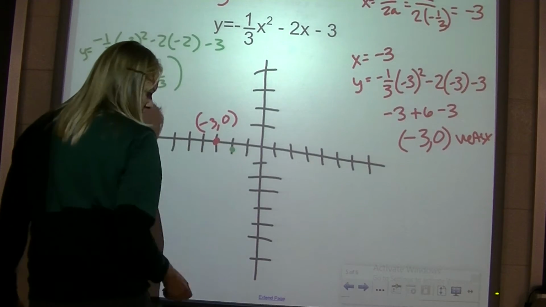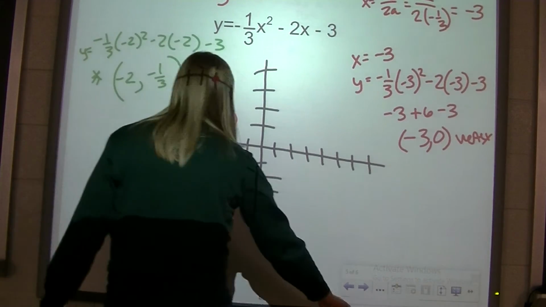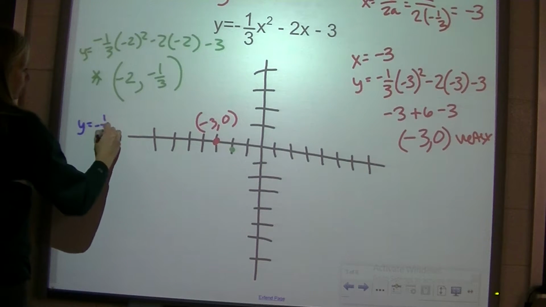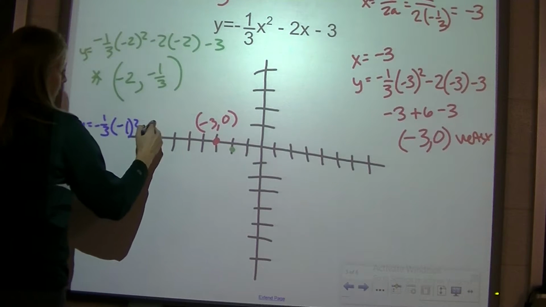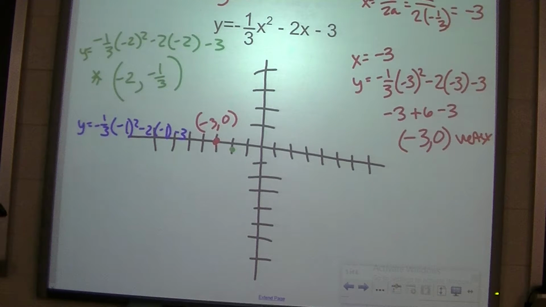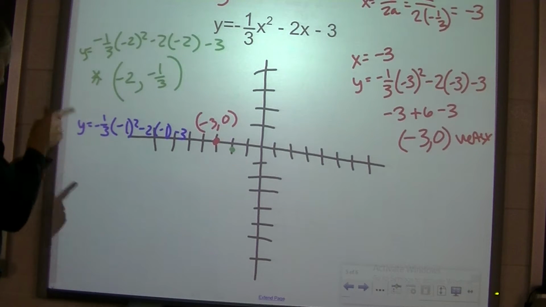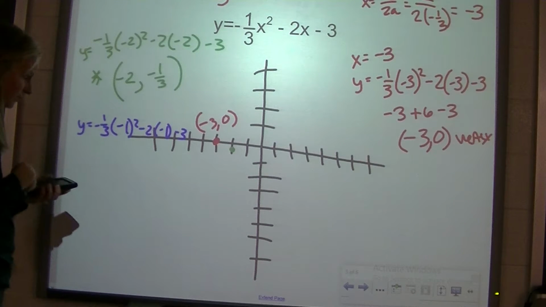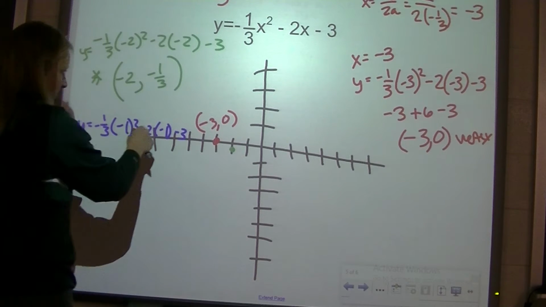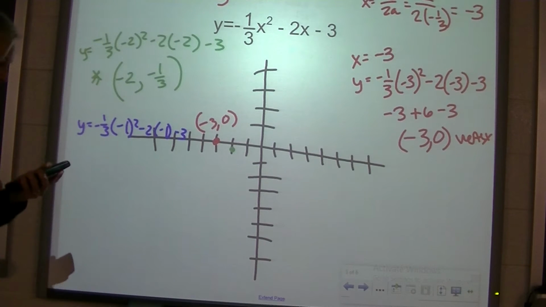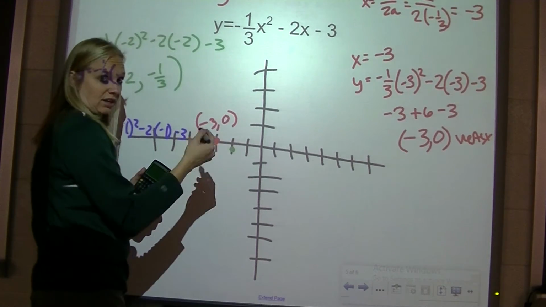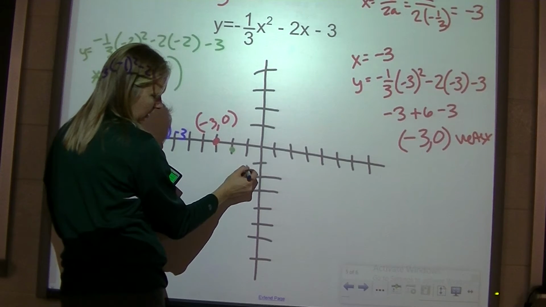And let's look at -1. I think that's the other point I used. So we'll do y equals -1/3 times -1 squared minus 2 times -1 minus 3. Okay, let's plug that in. -1 squared is 1. 1 times -1/3 is -1/3. So we have -1/3 plus 2, because -2 times -1 is +2, minus 3 gives us -4/3. Which is actually -1 1/3, so that will be about here.